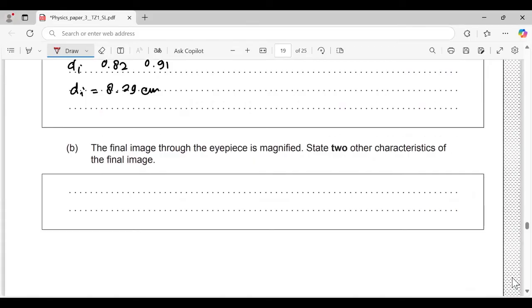The final image through the eyepiece is magnified. State two other characteristics of the final image. I have provided also: virtual and inverted.